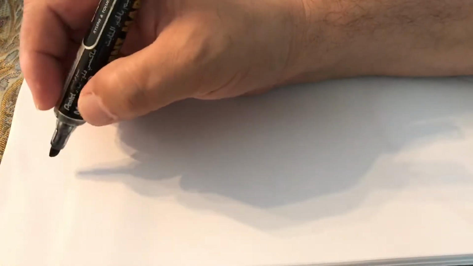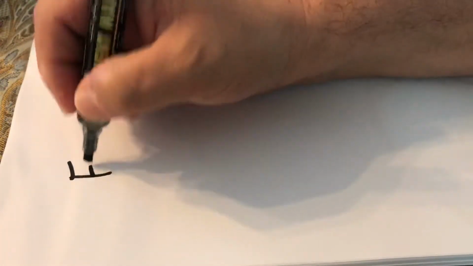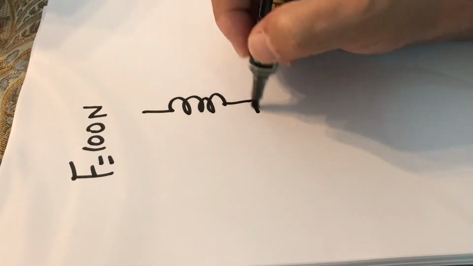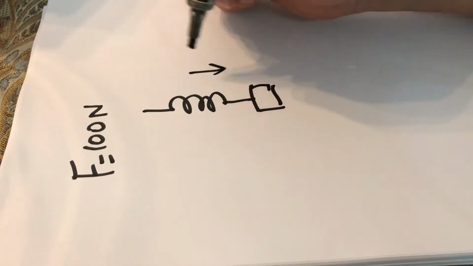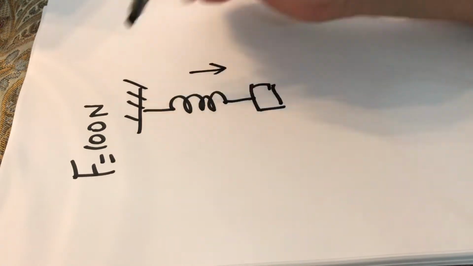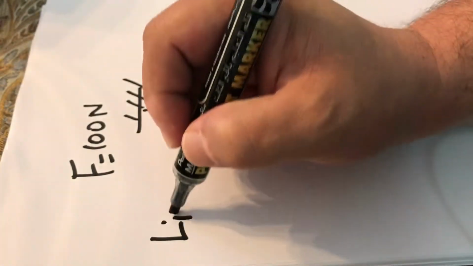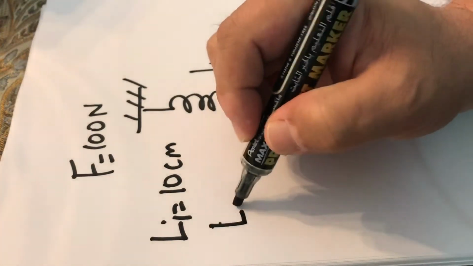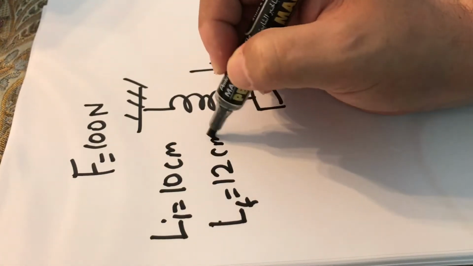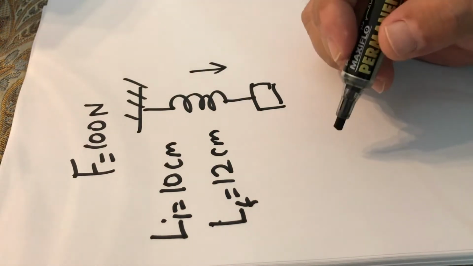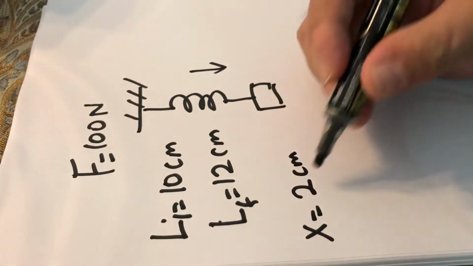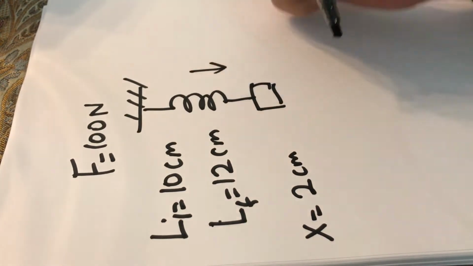In a situation where we apply a 100 Newton force vertically on a spring to elongate it, in this direction down, such that it changes its length from 10 centimeters to 12 centimeters. In this case, we say that x is equal to 2 centimeters. It's plus, therefore we can see that the spring is elongating.